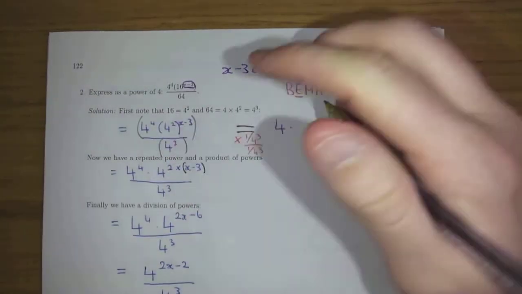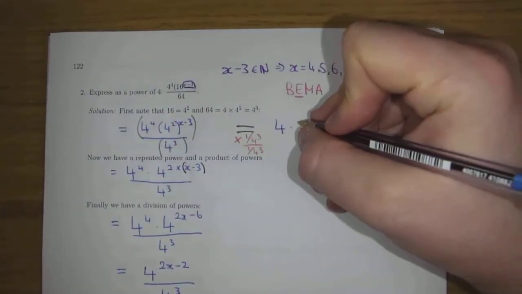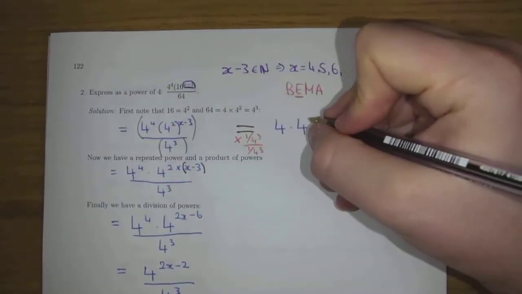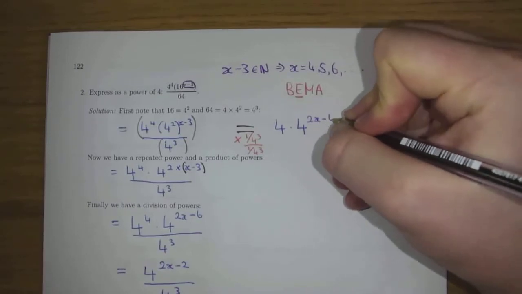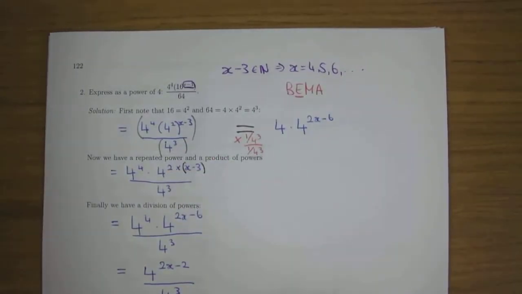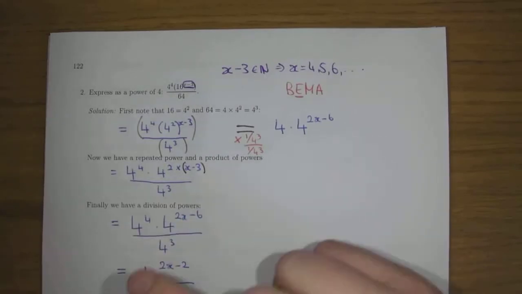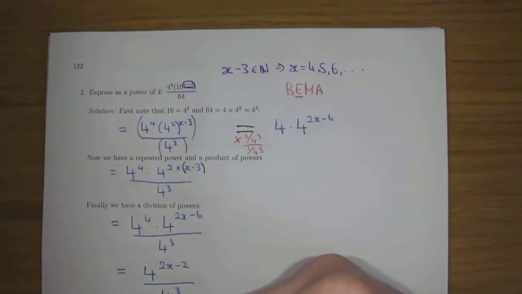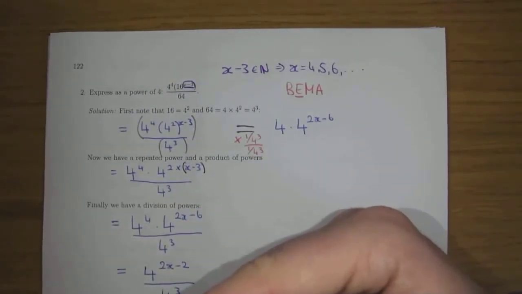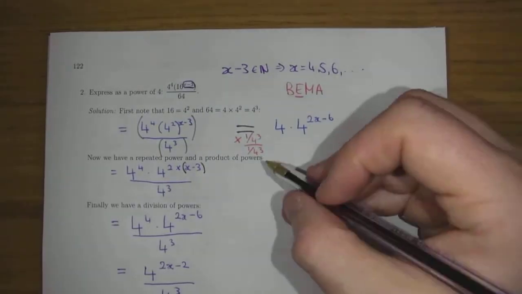And then this bit is going to stick here. Well, I suppose we'll multiply it out now. 4 to the power of 2x minus 6. And then 4 cubed divided by 4 cubed is 1. And so you've divided by 1, which is the same as multiplying by 1 over 1, which is the same as multiplying by 1, which does nothing. So I just leave it out.